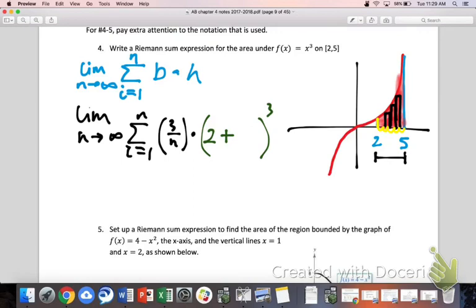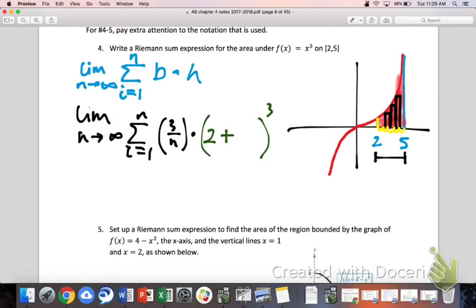Can you describe it? Say it one more time. You're moving 3 over n. I'm moving 3 over n. Can anybody describe it a different way? Aren't I moving a base length over every time?